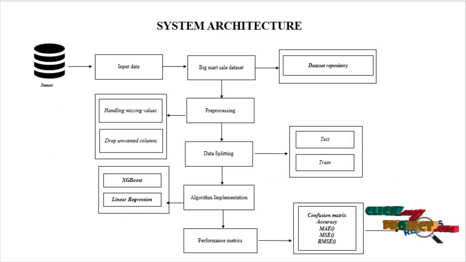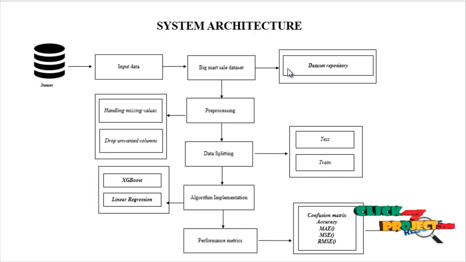This is our system architecture. Here we use the input of our dataset. Our dataset name is the Big Mart sale dataset. So we have input from this dataset as a dataset repository. After collection of this dataset, we get the input of our process, and after that we include the next step of the process, pre-processing.